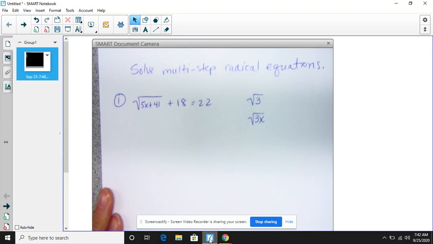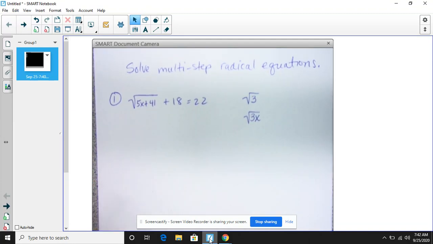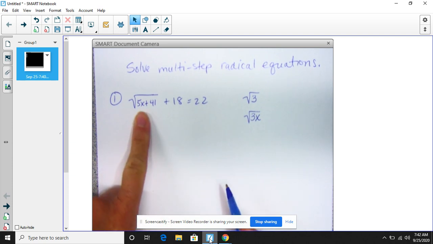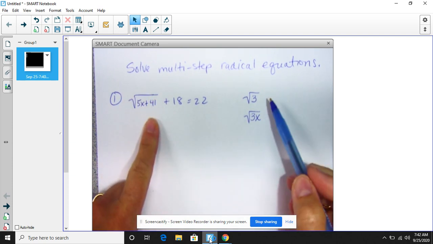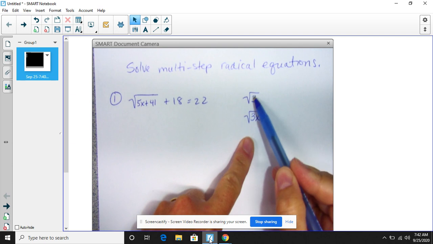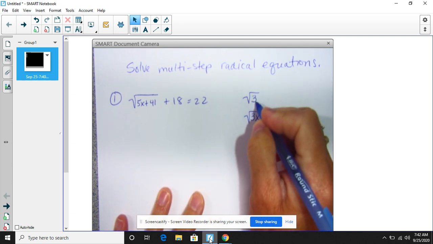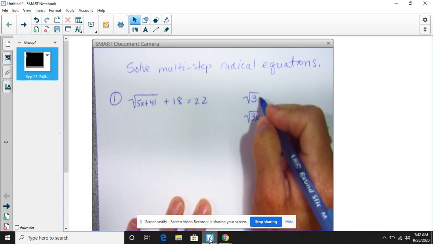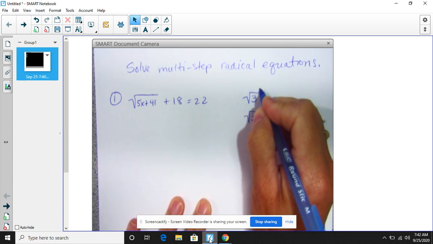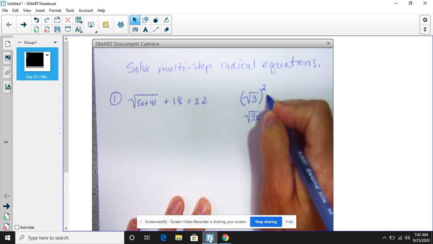Okay, so here's one of the equations that I put in your notes, and you're solving for x, but this has a radical in it. So if you look over here real quick, I'm going to show you a simpler way to get rid of the radical. If I have the square root of 3 and I want to get rid of the radical, I could square this, right? Because what does that mean?